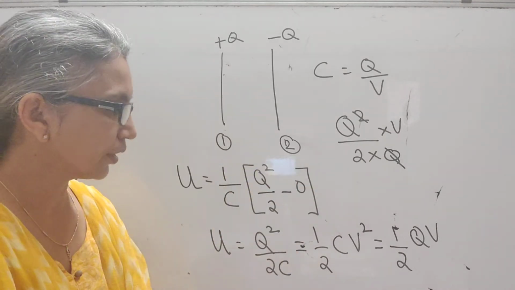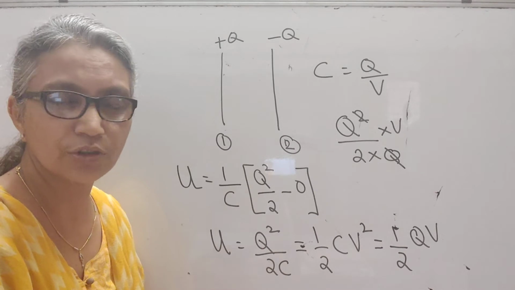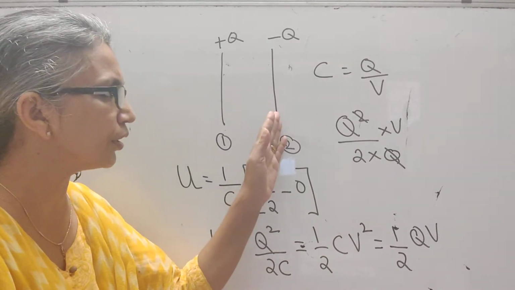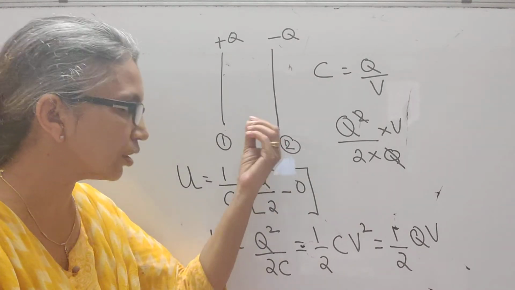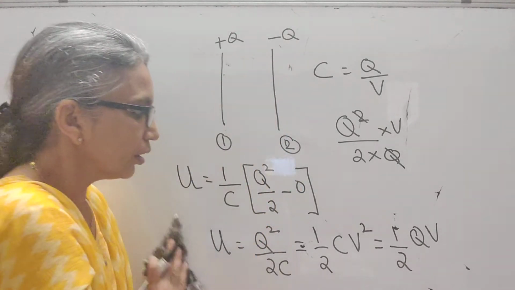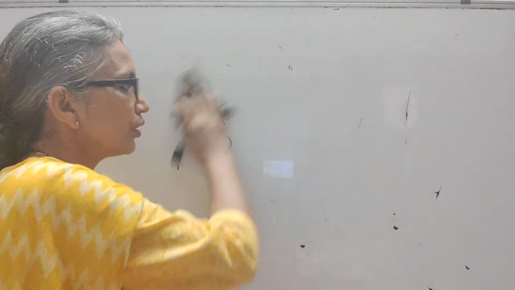So this is the derivation for the potential energy of a capacitor: you start with work done on transferring a very small charge dq, and simply integrate it from transferring charge from 0 to capital Q. Now here, integration, I hope you remember. If you don't, I'll just go through that once more.